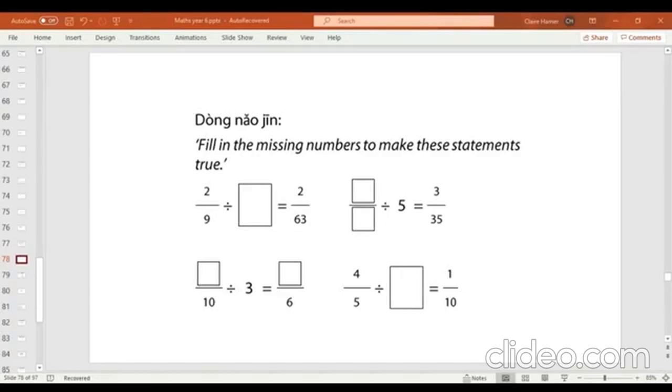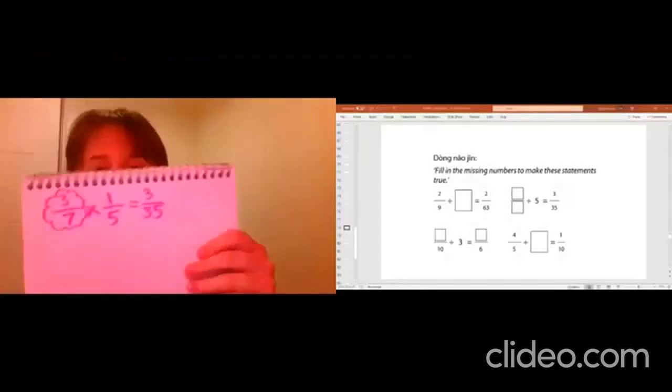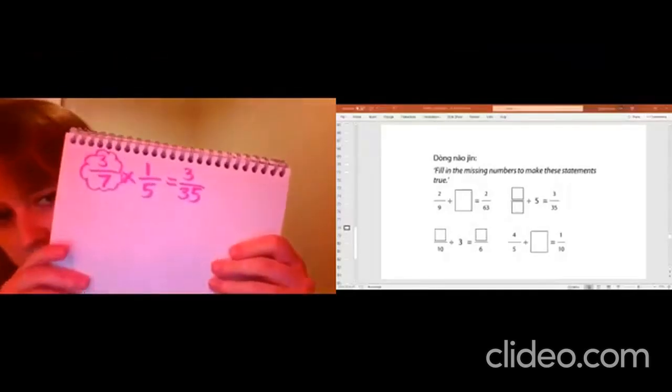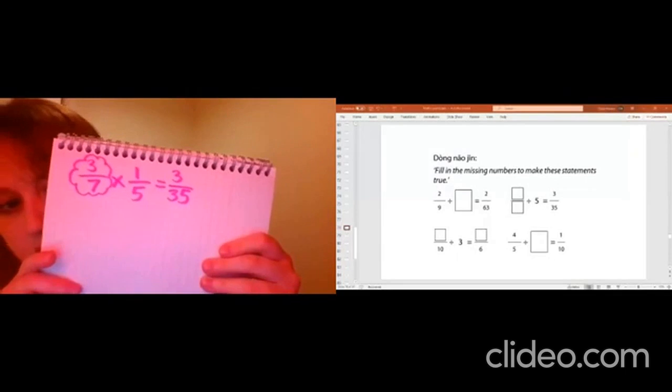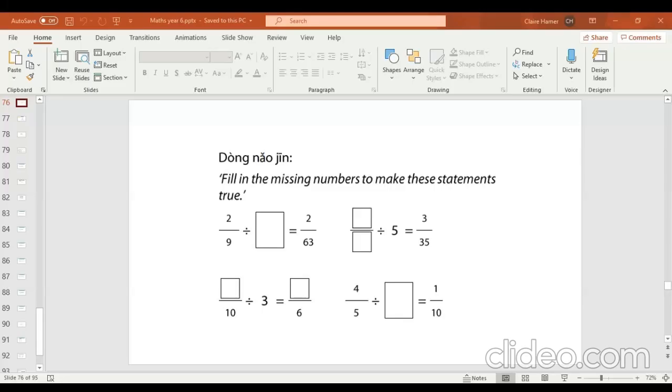Right, I've got my answer. I'm going to put it in a bubble. So look at the next one. I'll show you my answer first, actually, see if you got the same. I got the answer 3/7. If I hadn't made it a multiplication, I'd have found that really tricky.